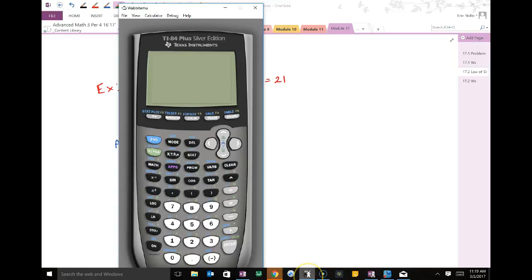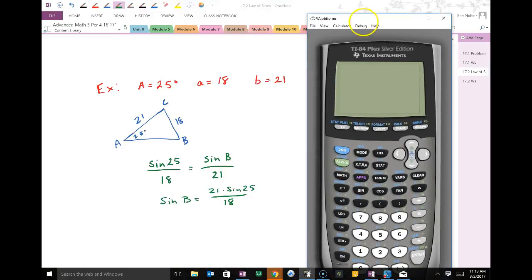Type that in your calculator. Tell me what you get. 21 times sine 25 divided by 18. Oh. So 0.5, does that make sense? Is that angle going to be 0.5? It's not 0.5. What do I have to do? The inverse sine. Very good.